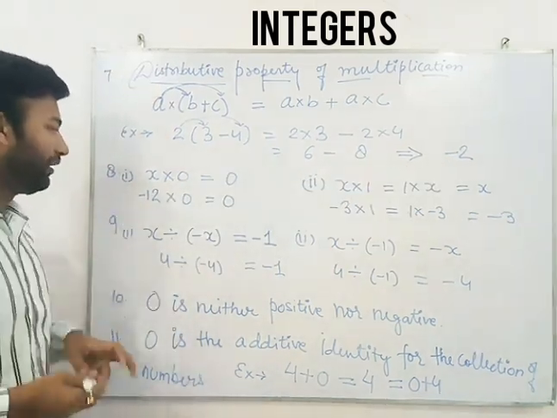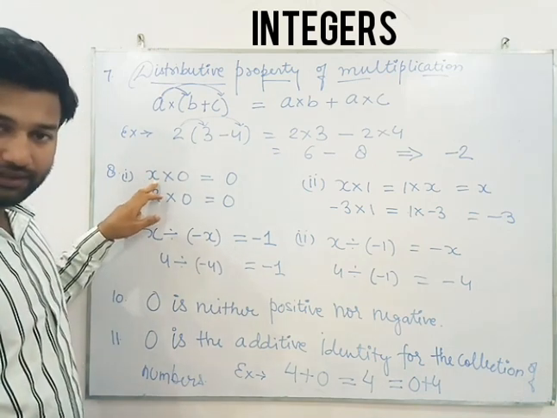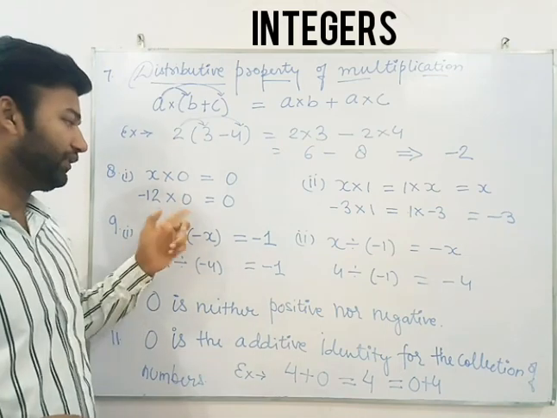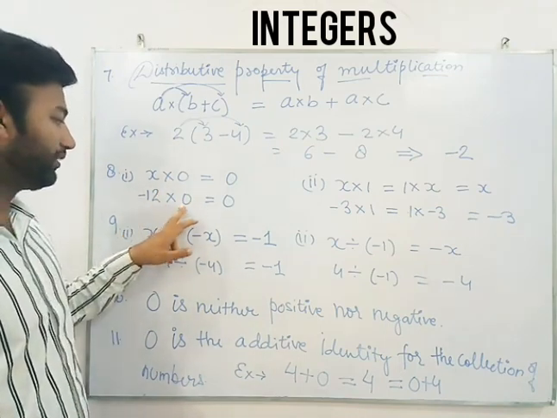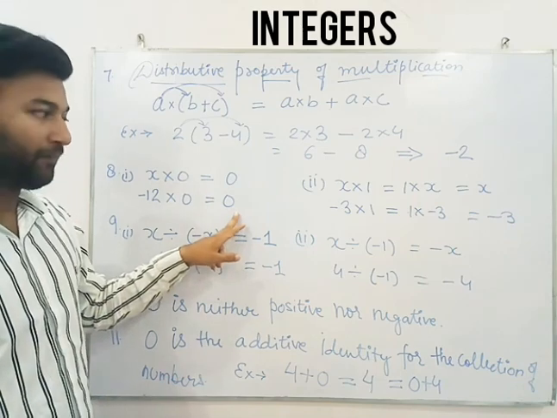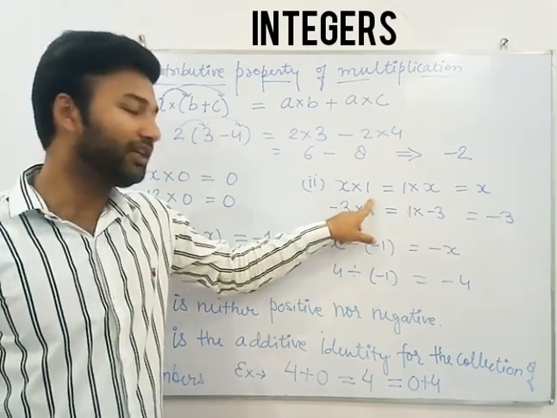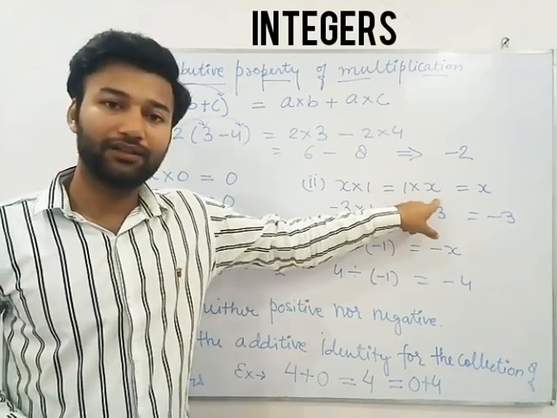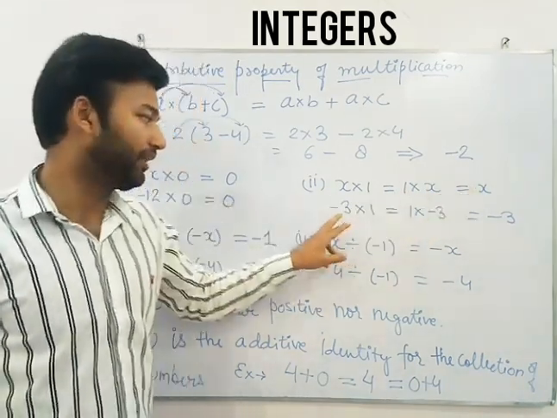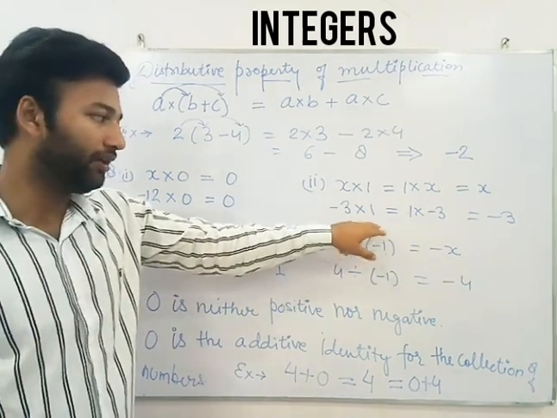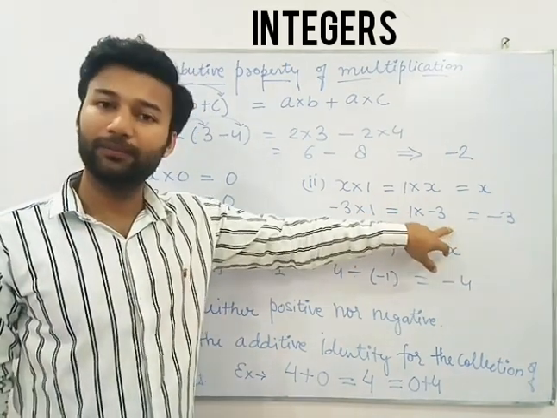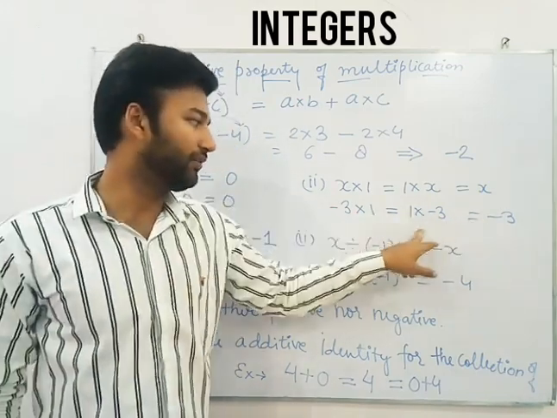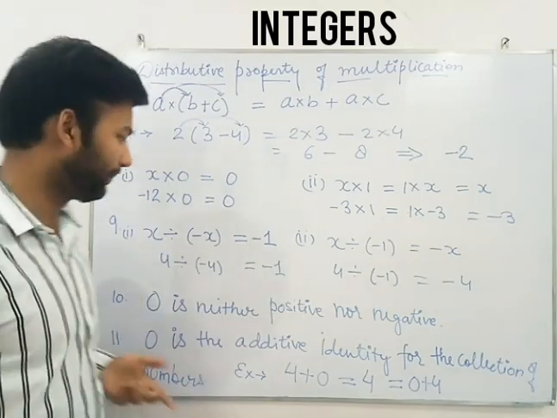Now the 8th one. If any integer x is multiplied by 0, then the answer is always 0. For example, -12 multiplied by 0, the answer is 0. Now, if any integer is multiplied by 1, or 1 is multiplied by any integer, then the answer remains the same. Like this, -3 multiplied by 1 is equal to 1 multiplied by -3, and the answer is -3, because 3 1s are 3 and 1 3 is also 3, negative.